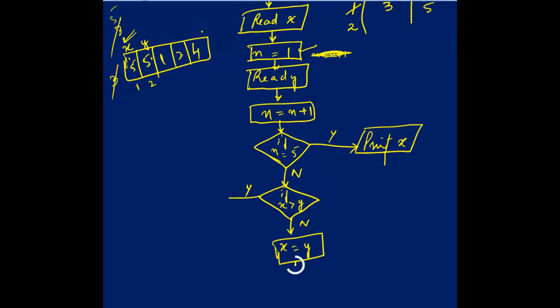So after assigning value of y to x, what do I have to do next? I have to read the next number. So I will go to this read y again. Read y means I have to read the next number. I will read this one and I will assign it to y. This line indicates read y, read another number and assign it to y. So I am reading this one and that will be assigned to this y. Now this y will not hold this 5, this y will hold this 1 now. Okay, now we will move forward.